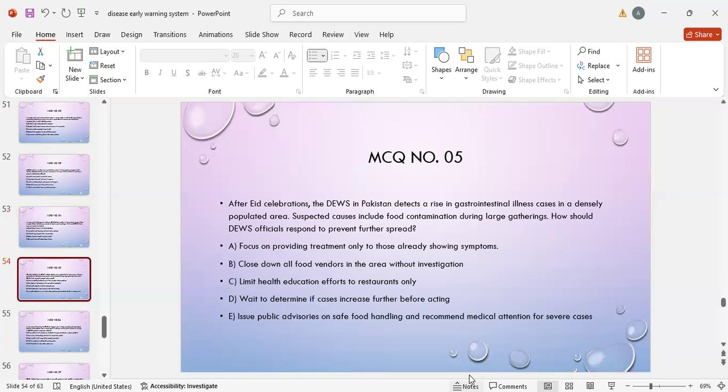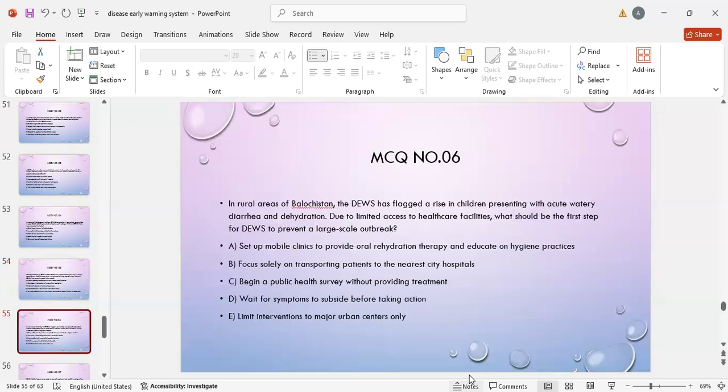Option A, focus on providing treatment only to those already showing symptoms. Option B, close down all food vendors in the area without investigation. Option C, limit health education effort to restaurants only. Option D, wait to determine if cases increase further before acting. Option E, issue public advisories on safe food handling and recommend medical attention for severe cases. Answer is option E.